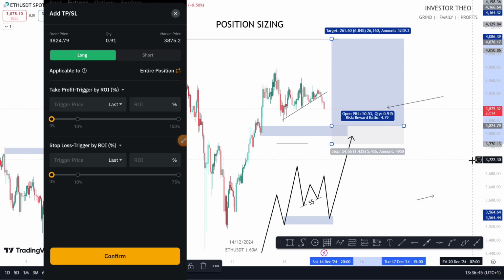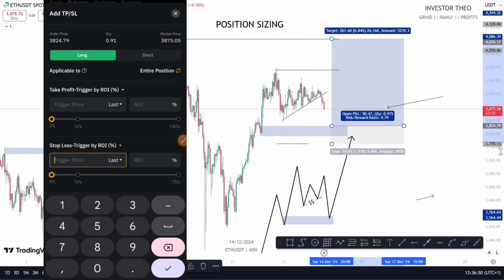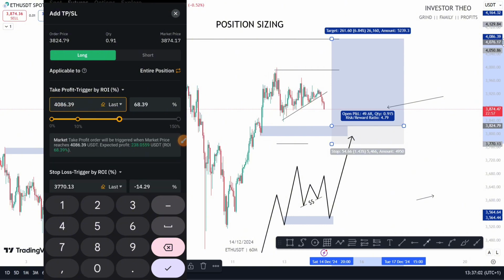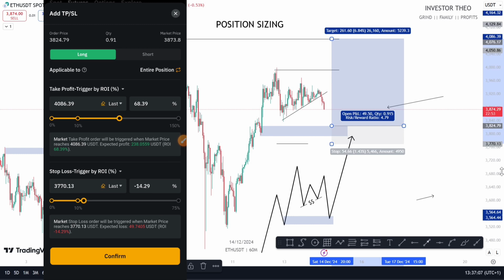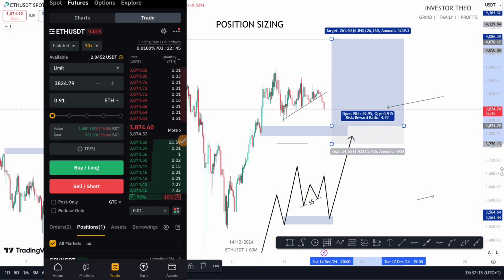So our stop loss here is 3770.13. So here you put your stop loss, 3770.13, and our TP here is 4,086.39. So this definitely means that when I lose, I'll be losing the expected loss of $49.74, and when I win, 238. Well, this is not clear. This is not what I want to lose. All right. I want to lose a very, very small amount.